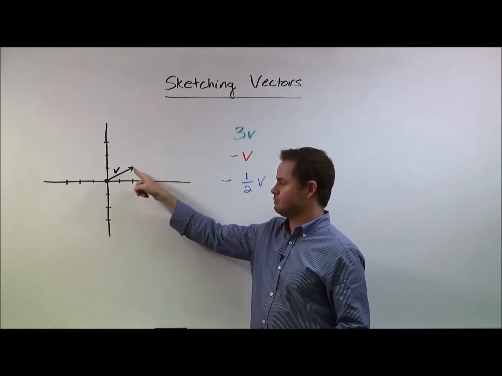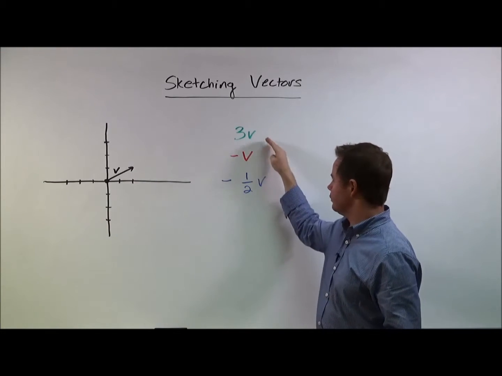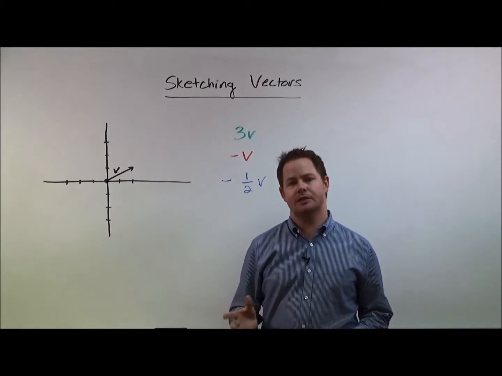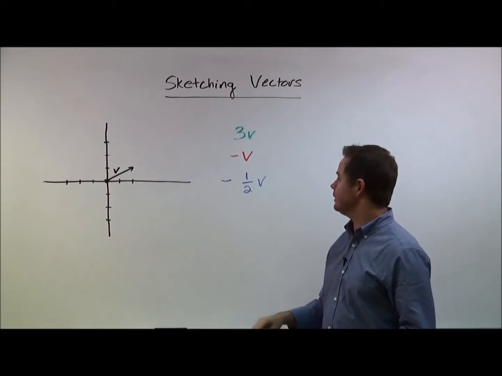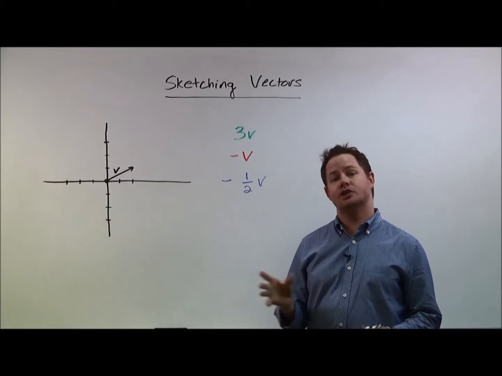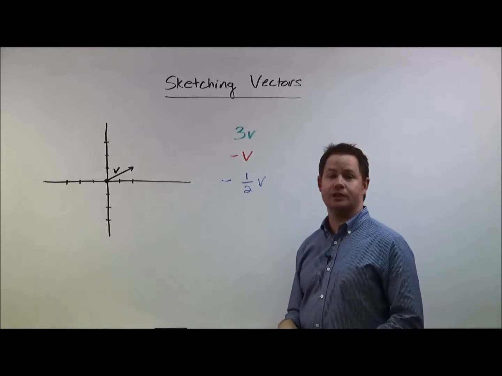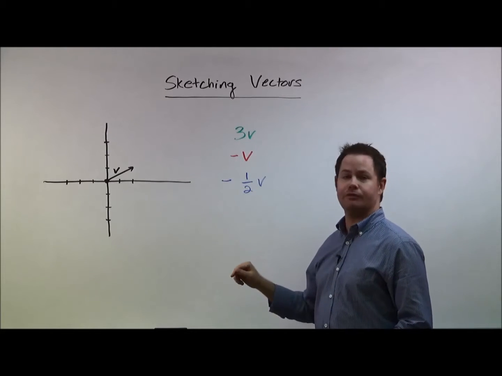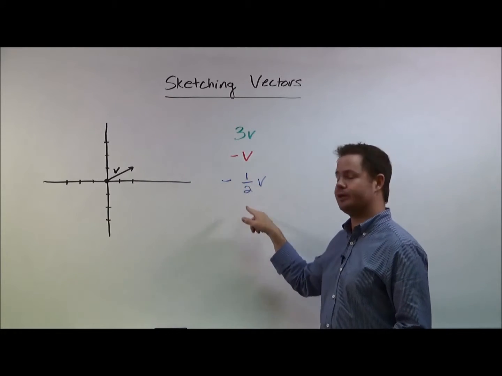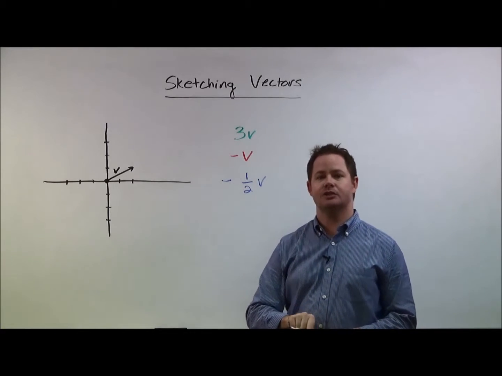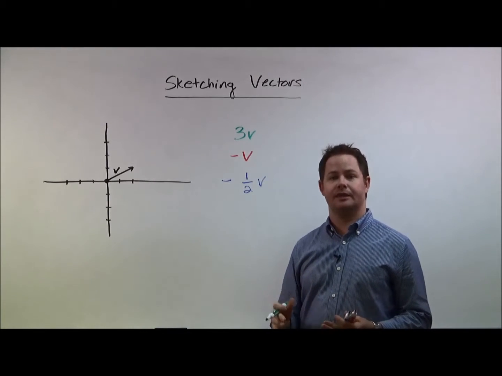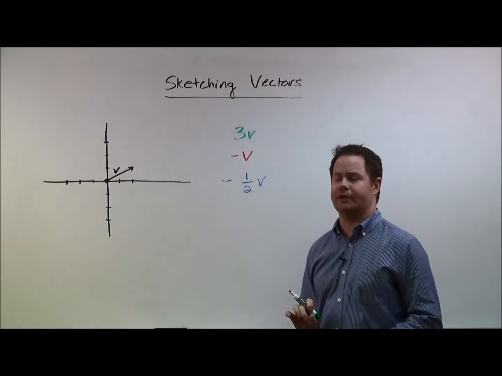in this graph we see the initial vector v displayed here in black, and then in green, red, and blue we're going to take a look at how this vector can be manipulated if we have to adjust it with maybe a coefficient like 3, or maybe a negative sign in front, or both, a negative sign with a coefficient. So we're going to talk about how each of these will affect the length and direction of this vector.